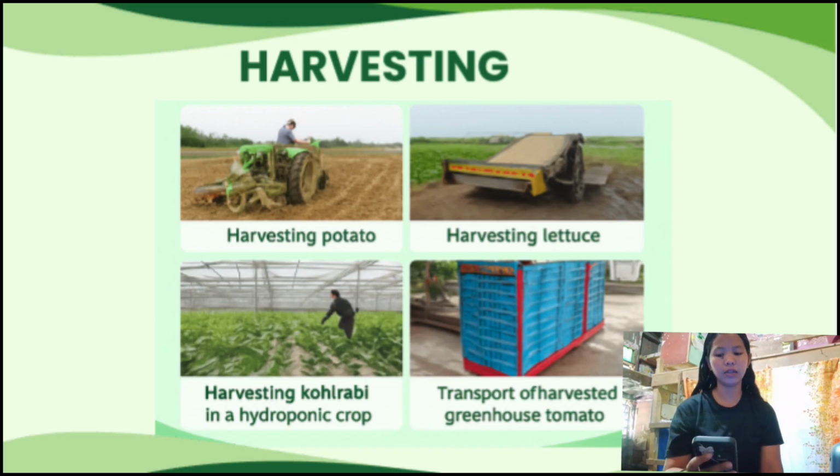And lastly, we also have the transport of harvested greenhouse tomato. Right after harvesting, the fruits are placed carefully into containers or crates. Proper transport is part of the harvesting process to ensure that tomatoes remain fresh and free from bruises or damage until they reach the market or storage.